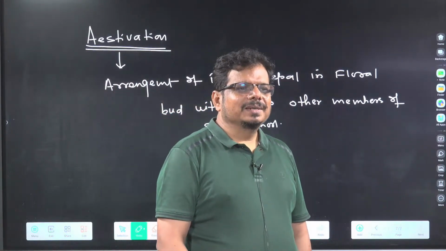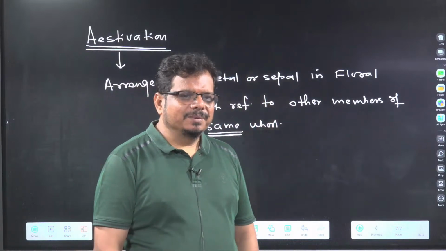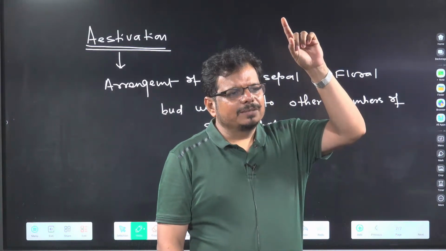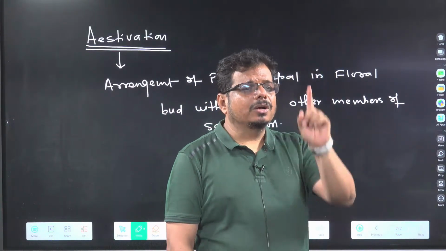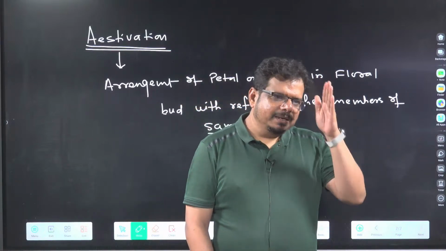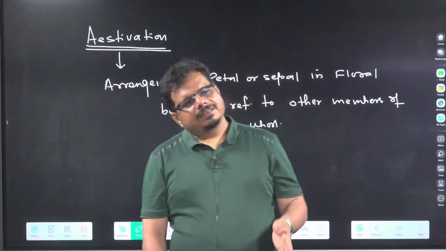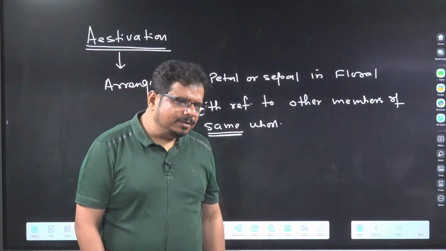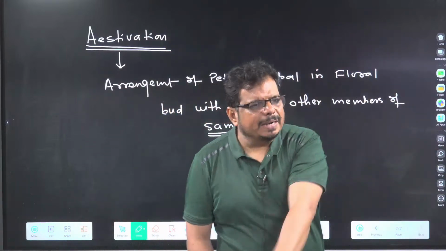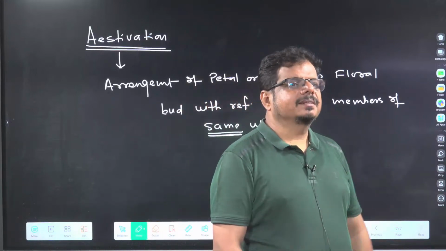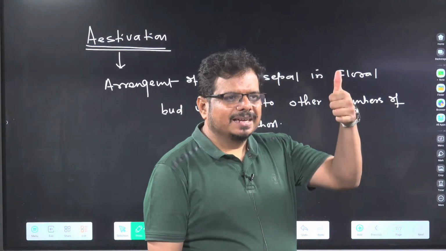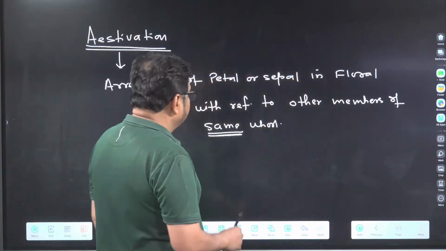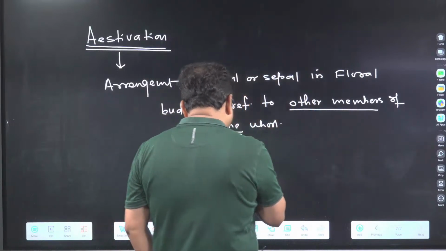Listen to me, many students write yes, be careful. Arrangement of petal in reference to other petals is called estivation. Arrangement of sepal in reference to other sepals is called estivation. Arrangement of sepal with reference to petals is not called estivation. Done? Clear? What is the word I wrote? Reference to other members of the same whorl.